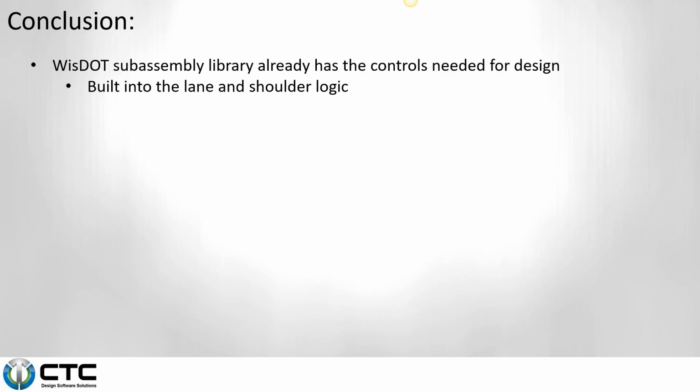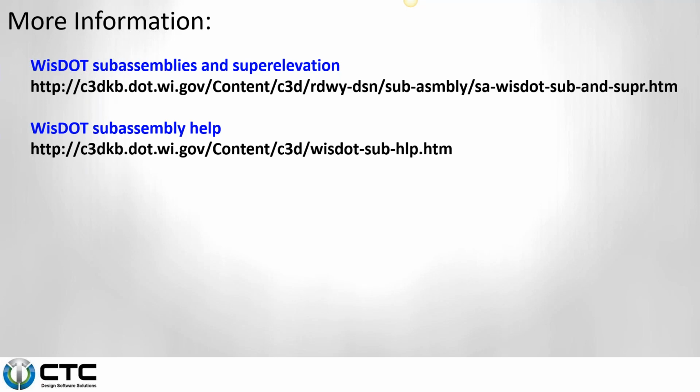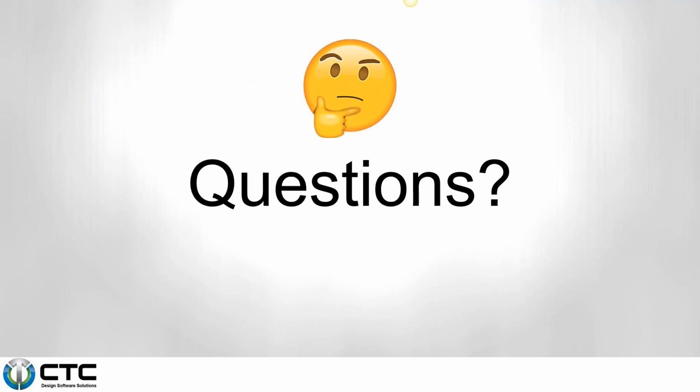And then just note that the Wisconsin Subassembly library is not intended to use the potential pivot and some of the same parameters as the Lane Super AOR out of the box subassembly. The Wisconsin DOT library has the built-in logic in the lane and shoulder already. You just have to make those minor adjustments. And for more information, there are some links right here that will take you to the subassemblies and Superelevation, and then the other one for the subassembly help, and then you can pick on any of the subassemblies that you do need on there.